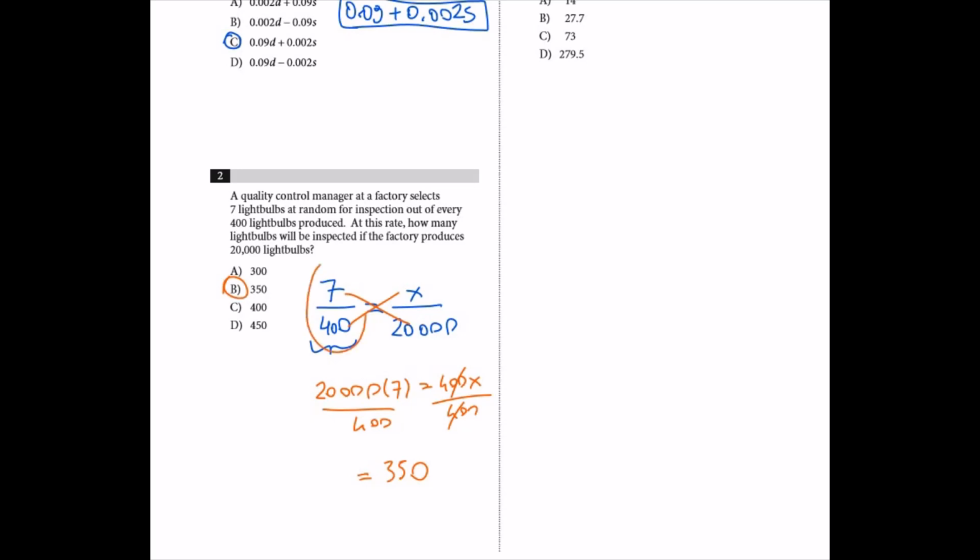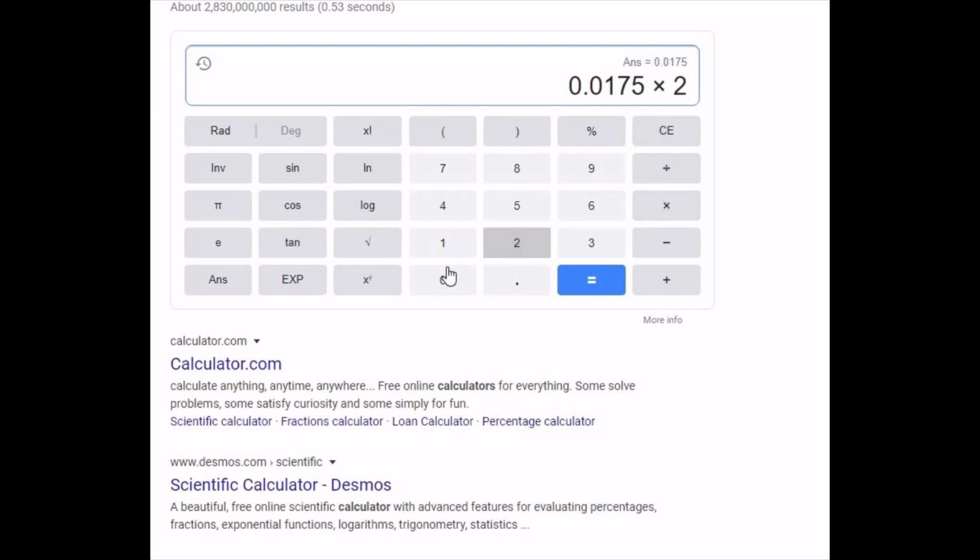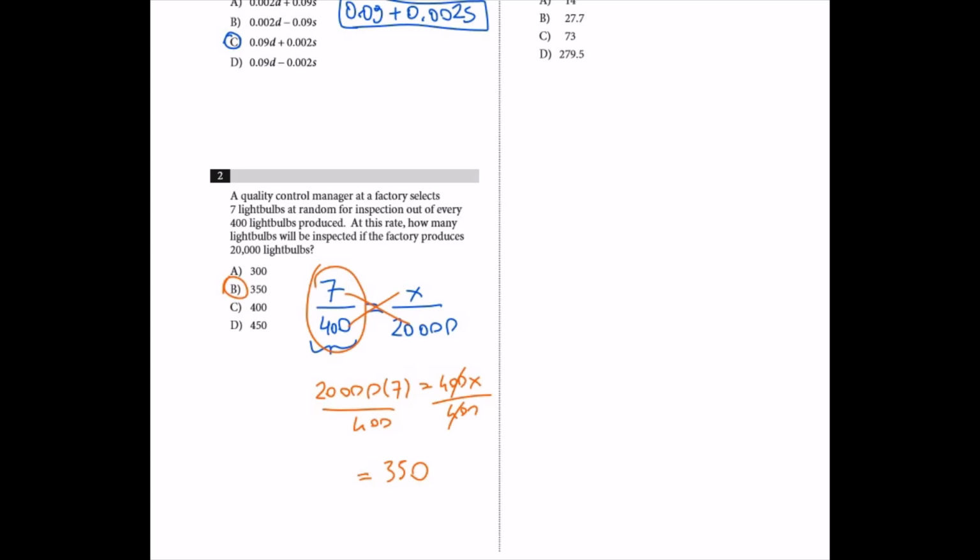Or you can obtain the ratio, which is 7 divided by 400, and multiply it by 20,000. So you can obtain how many light bulbs will be inspected, which is 350. Either way, you get the same answer. You set the ratio and then set the proportion.